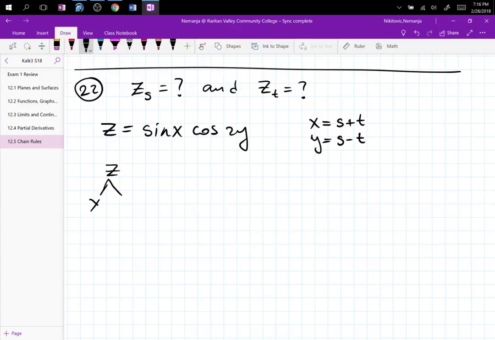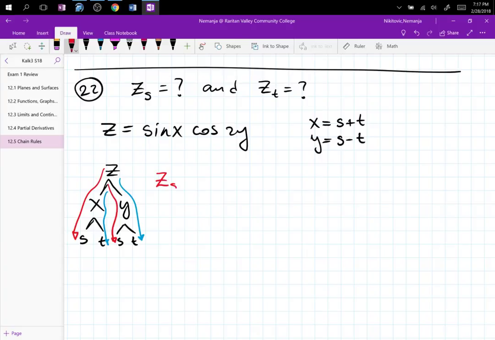z branches off into x and y, and each one of these branches into s and t. So this is partial derivatives throughout. Again, use a red pen, everyone, to get to s, and the red pen to get to s. Use a blue pen to get to t, and another blue over here to get to t. Follow the red branch for the red formula and the blue branch for the blue formula.